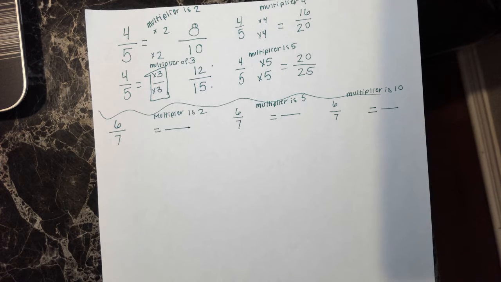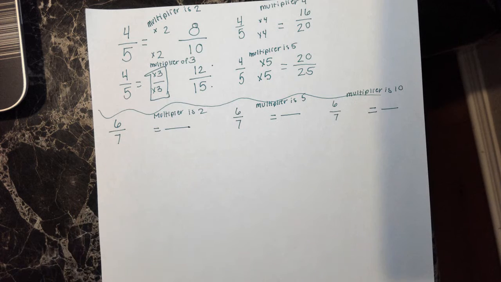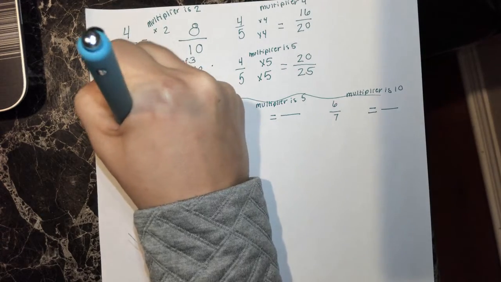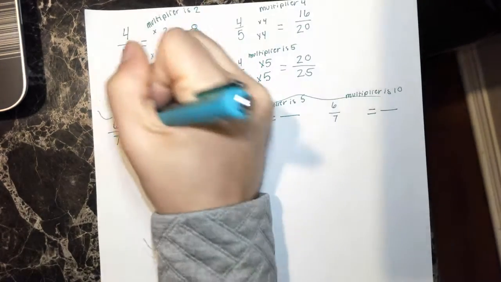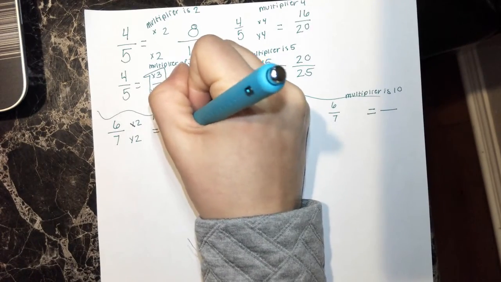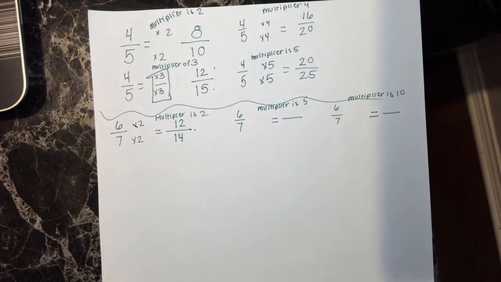So hopefully you have paused it and you have found some equivalent fractions. You will now have 4 different equivalent fractions because 6/7 is going to be equivalent to this, it's going to be equivalent to this, and it's going to be equivalent to that last one. Okay. When your multiplier is 2, that means you multiply your top by 2, your bottom by 2. Okay, you now need to know your multiplication facts with 6. 6 times 2 is 12. 7 times 2 is 14. That means that 6/7 and 12/14 are equivalent.